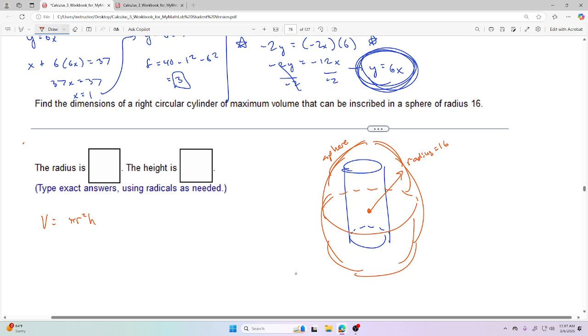Yeah, so that's my volume of a cylinder, and I want to maximize this. This is a very important thing to write down because we're going to do something else here in a second. I need a second equation. So I have my volume, that's what I want to maximize. But I need a second equation, some kind of constraint. What can I say now?